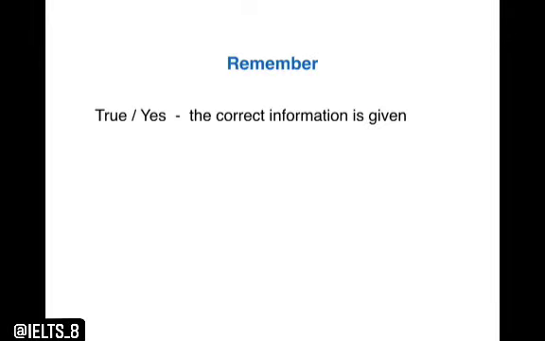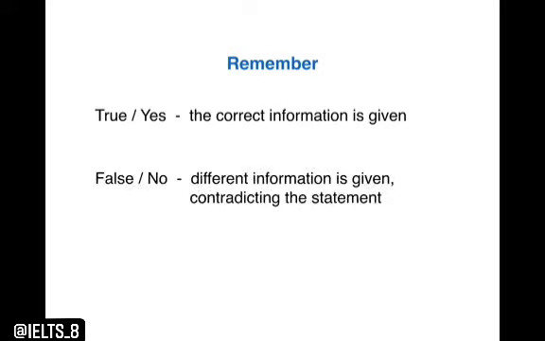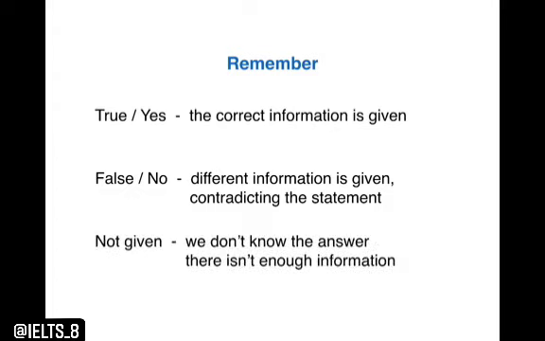Now let's make sure we understand when to put true, when to put false, and when to choose not given. Remember, true or yes is when the correct information is given in the passage and you can definitely show that. False or no is when different information is given contradicting the statement.